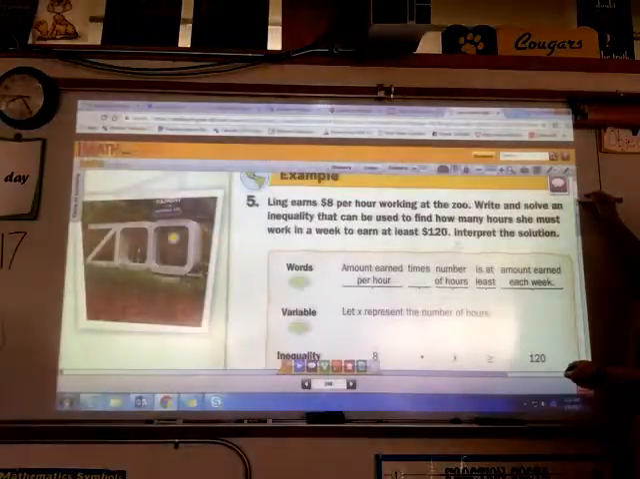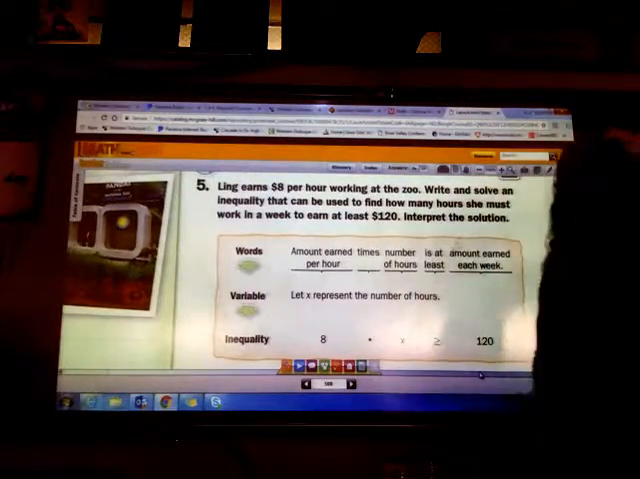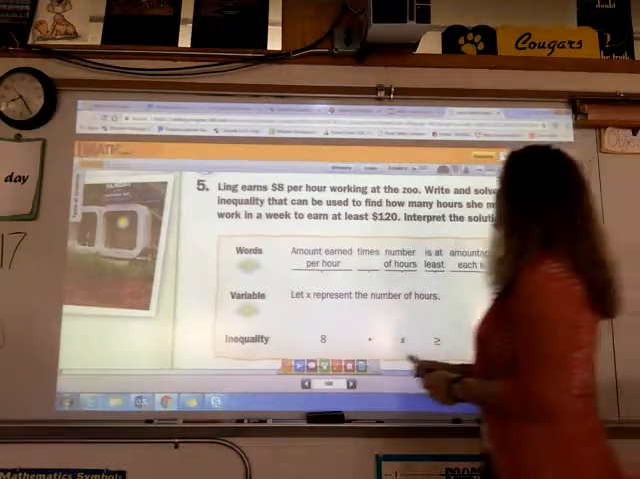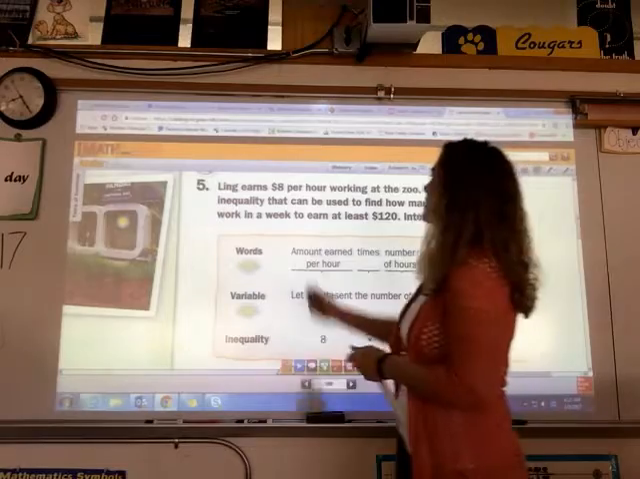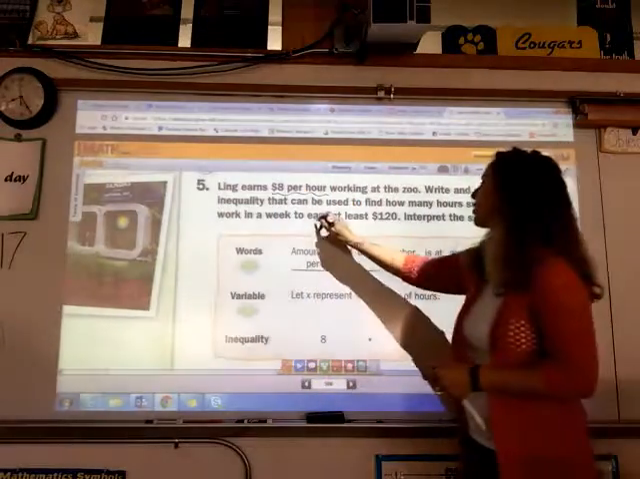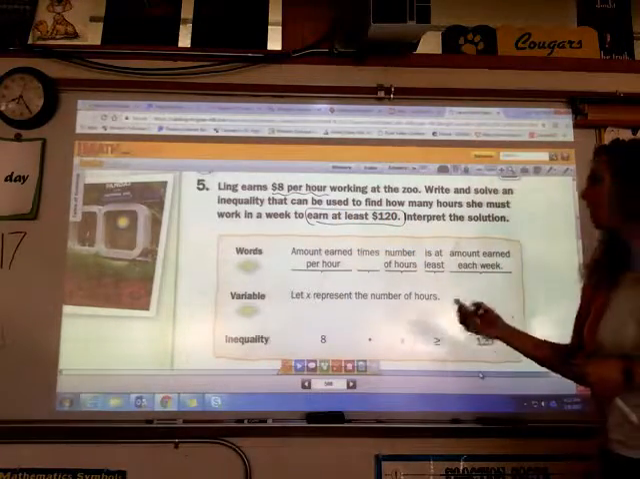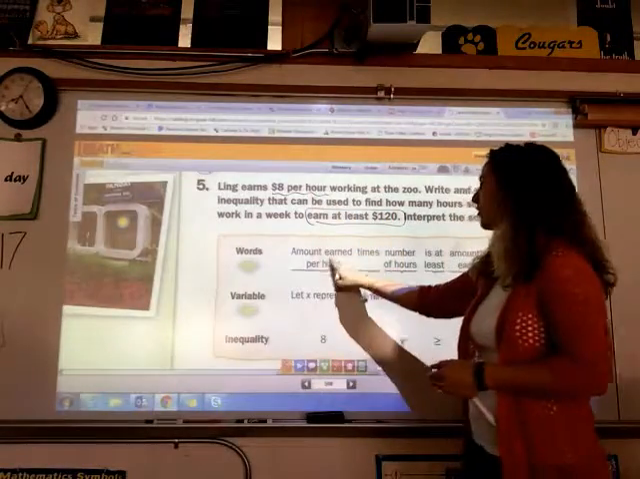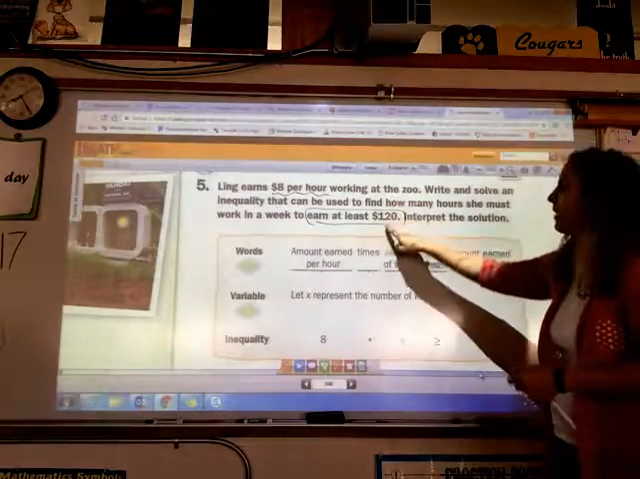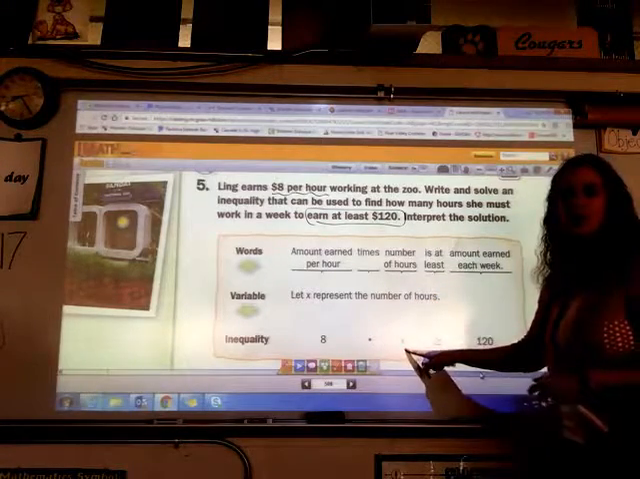On the top of 508, they're giving you a word problem situation where we're looking at writing a simple inequality. It says Ling earns $8 per hour working at the zoo. Write and solve an inequality that can be used to find how many hours she must work in a week to earn at least $120. So let's think about what we know. We know that she's going to earn $8 per hour. So her amount earned is 8. Do we know how many hours she's working? We do not. So we're going to use the variable x to represent her number of hours.